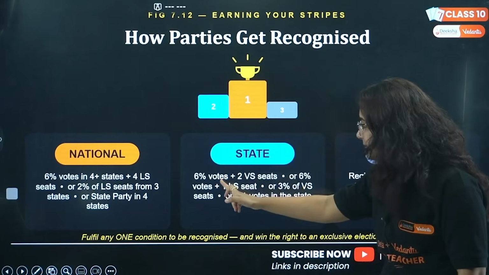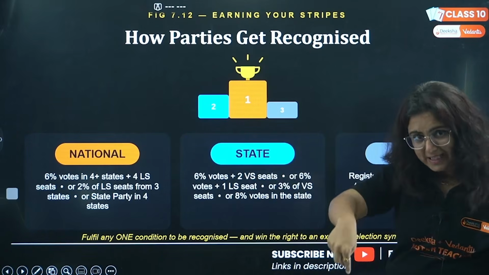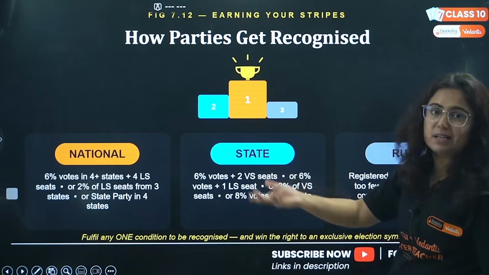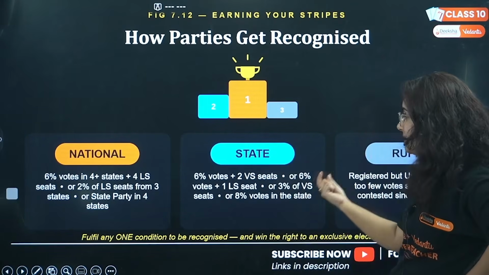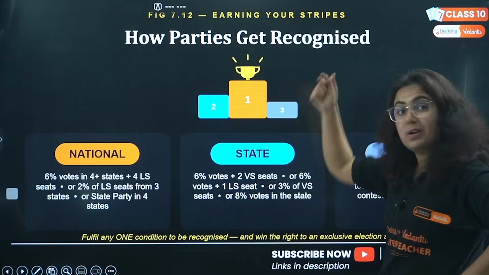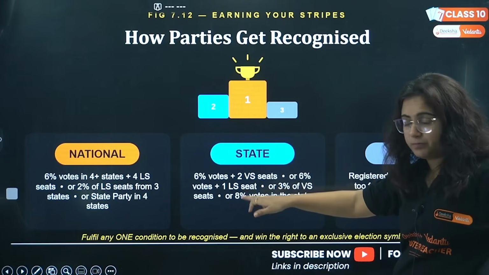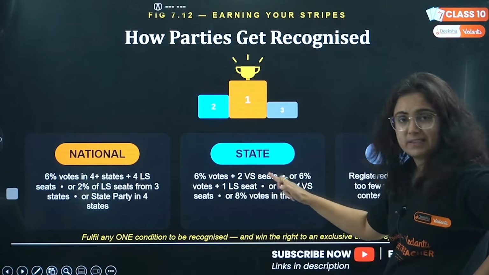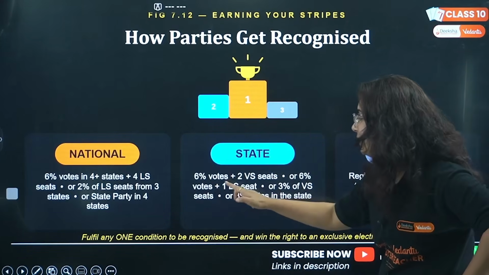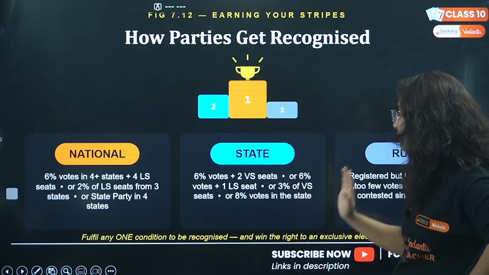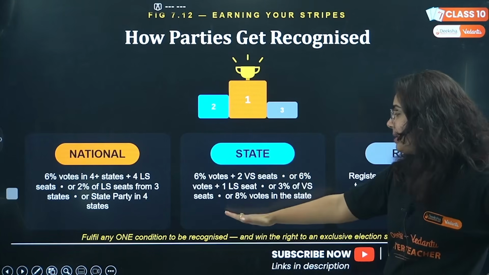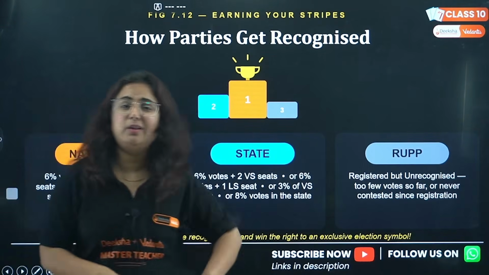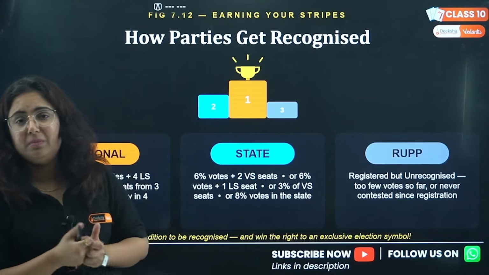Next is 6% of votes in the Legislative Assembly plus 2 seats in Vidhan Sabha, or 6% votes plus 1 Lok Sabha seat. LS is Lok Sabha here. So either 6% votes plus 2 Vidhan Sabha seats, or 6% votes plus 1 Lok Sabha seat, or 3% of Vidhan Sabha seats, or 8% in the states. These are their criteria. We are not going into detail. We won't be able to do so.